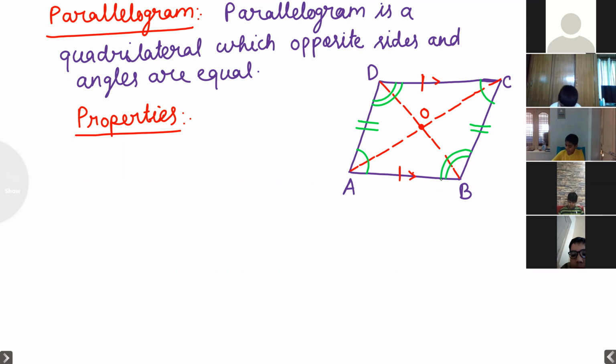All these symbols have meanings. One cross line, two cross lines, one arc, two arcs. Each and every symbol I have shown here is important. One cross line on one side and the opposite side, two cross lines, one arc opposite the other arc, and two arcs opposite the other two arcs. With the help of this figure, I can explain the properties of a parallelogram.